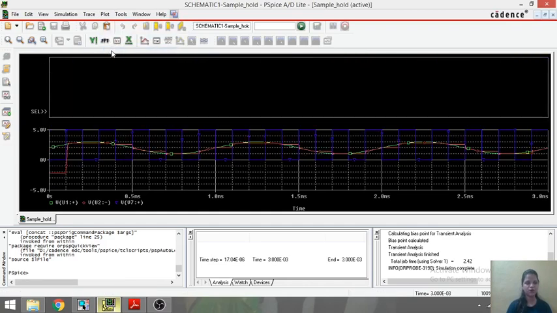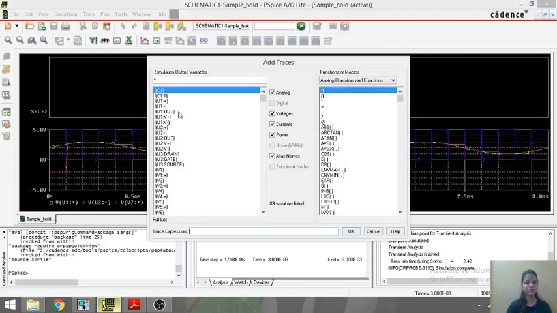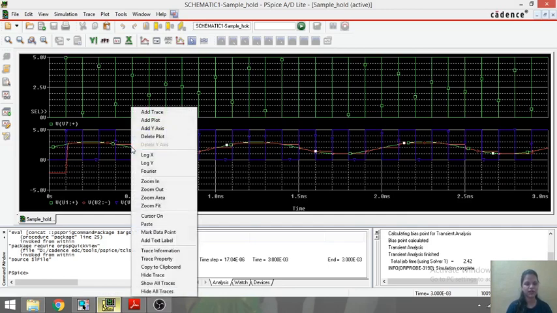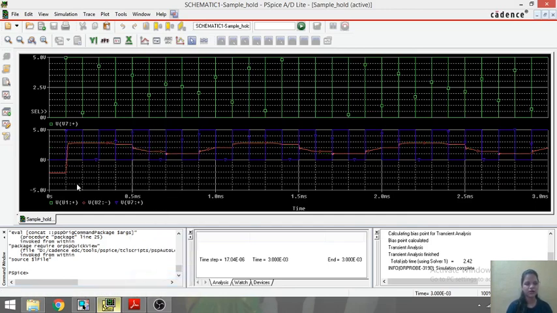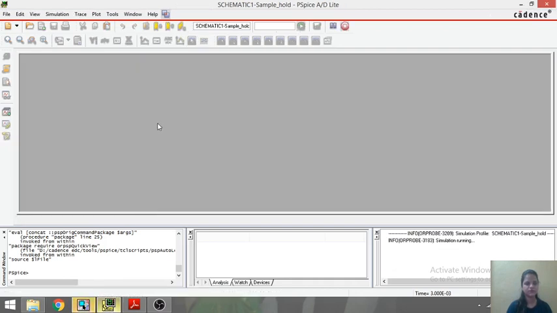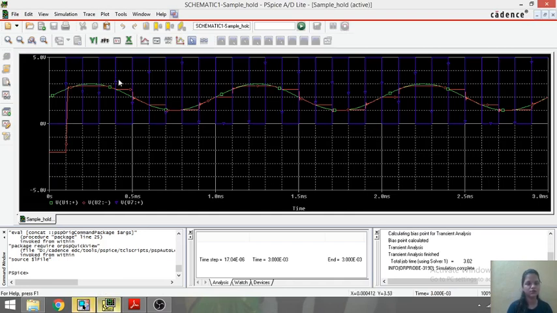To add a window plot, click here, add a trace. So we have to see the control voltage, that is the V7 positive. Here you can see the control voltage. So here you can hide this also. And so let us run again. In the simulation window, you can see the blue is the control voltage, green is the input and the sample and hold output is the red.